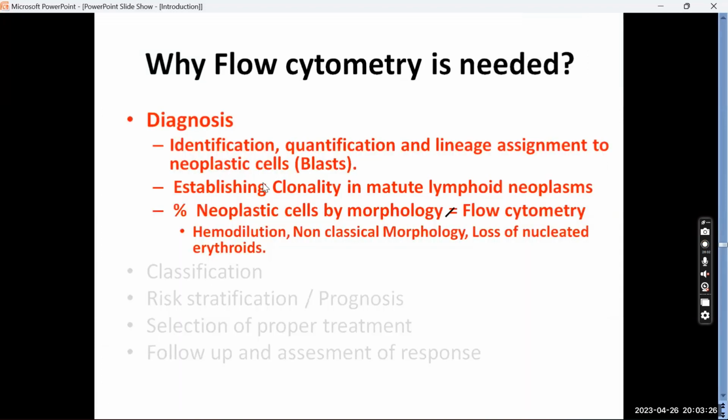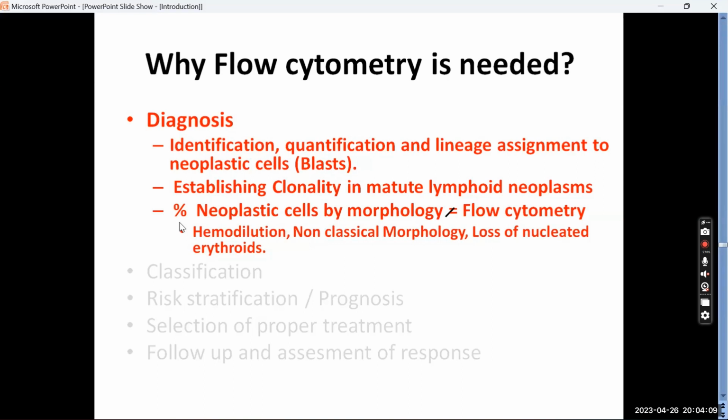Okay. Now, why do you need flow cytometry? Basically, you need flow cytometry for establishing a very strong diagnosis: identification, quantification, and lineage assignment of neoplastic cells or blasts. It is also useful in establishing clonality in mature lymphoid neoplasms and even in plasma cell dyscrasias. Apart from lineage assignment, it will also tell you about certain other things which we'll see. It will also tell you the percentage of neoplastic cells, but sometimes the percentage of neoplastic cells that you see in morphology and flow may not match. There are multiple reasons for that.